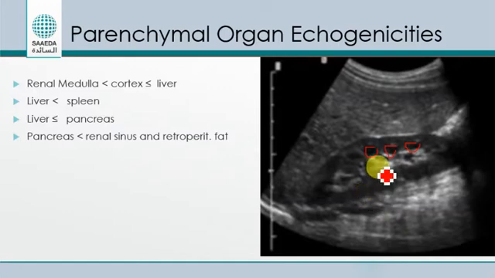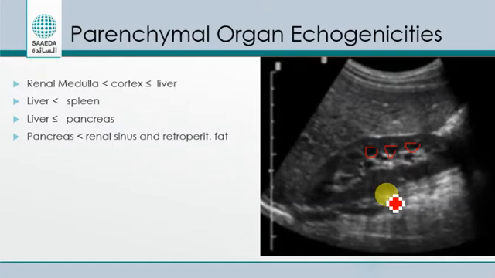Sorry for the interruption. Anyway, but now we know that in certain patients, especially in young and thin patients, the liver and the kidney can be the same echogenicity. It's not necessarily due to fatty infiltration. Okay, the liver is almost the same as the pancreas, and the pancreas is less than the renal sinus and the retroperitoneal fat. The retroperitoneal fat and the fat in the renal sinus are the most hyperechoic structures.